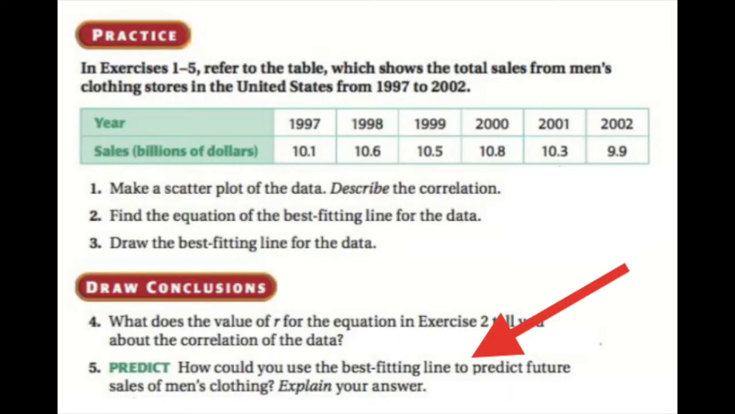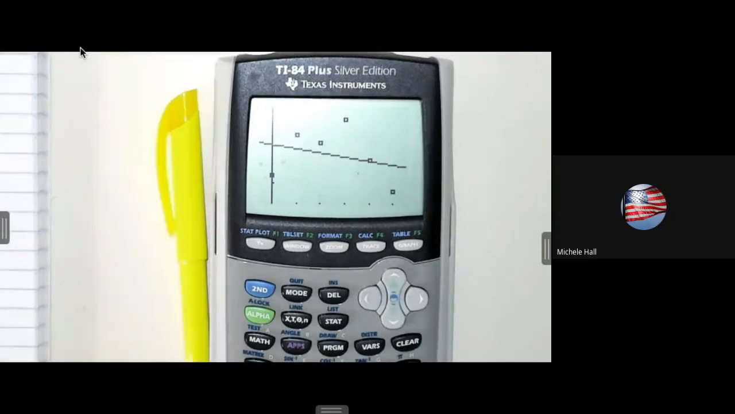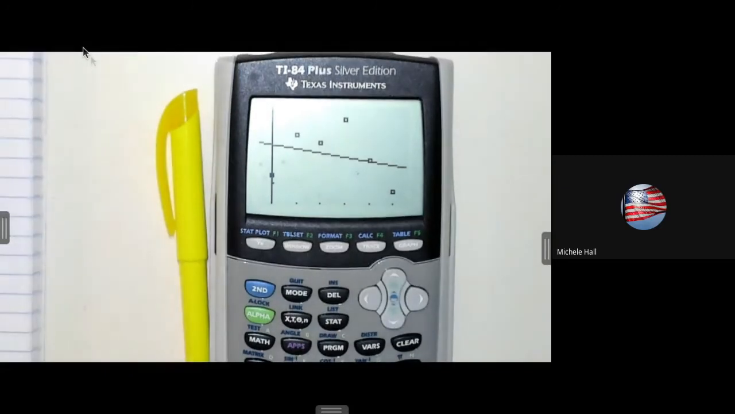It says, how could you use the best fit line to predict future sales of men's clothing? What do we know about a correlation, relatively no correlation? Can you really even predict that? So you wouldn't be able to predict anything based on the correlation. So that's your answer for that one. It doesn't have a strong correlation. It's hard to say if it's going to go up or down, but nice try. Based on relatively no correlation, you can't predict the future, something like that. You can't make a prediction.